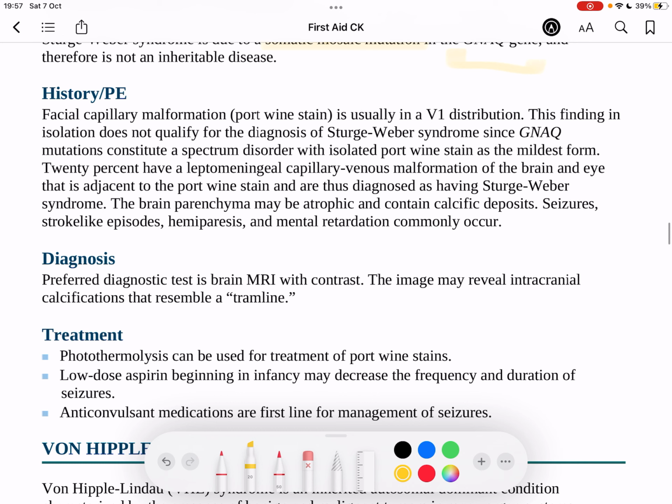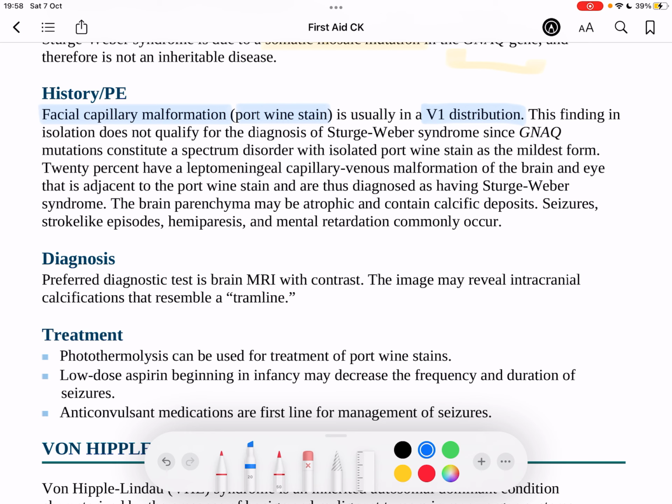So what's the history and presenting complaints of patients with Sturge-Weber? We have the most famous thing, which is the facial capillary malformation. This is also called the port wine stain. It's that really dark red rash covering someone's face, and it's usually seen in the V1 distribution, the ophthalmic distribution. This finding in isolation does not qualify for the diagnosis of Sturge-Weber disease, since GNAQ mutations constitute a spectrum disorder with isolated port wine stains as its mildest form.